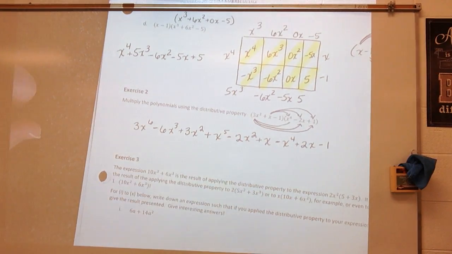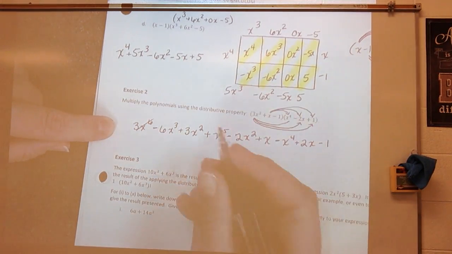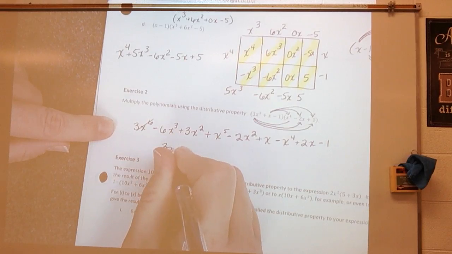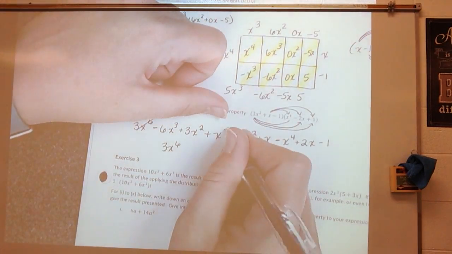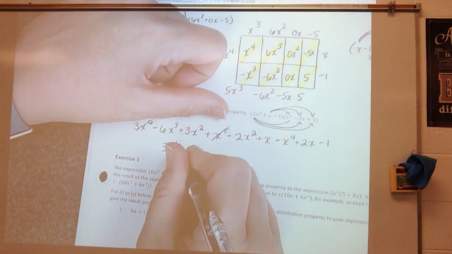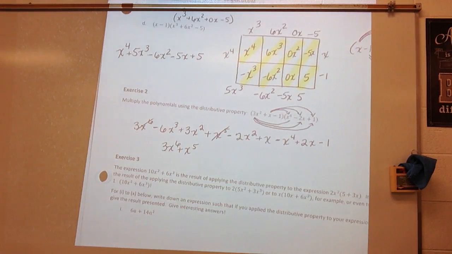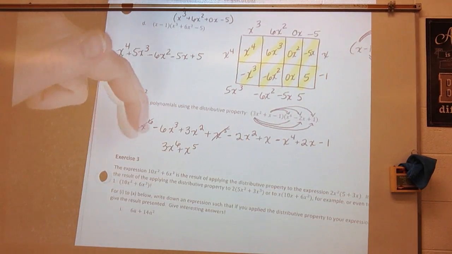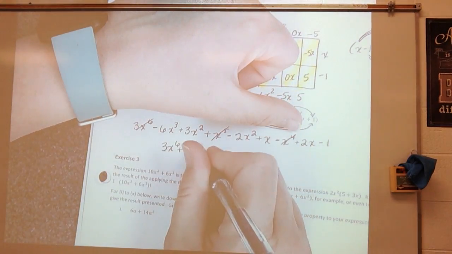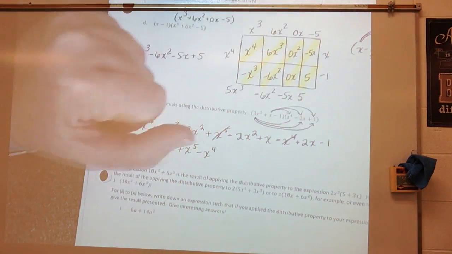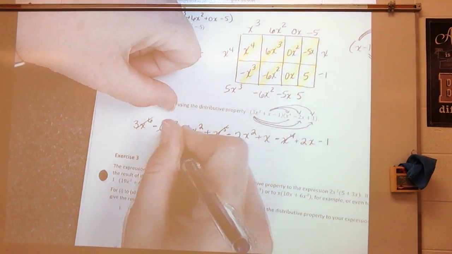All right, so I've got 3x to the 6th. I don't have anything else to the x to the 6th. All right, I'm going to look for x to the 5th. So I've got 1x to the 5th. And I like to mark them out as I go. That way I know I'm getting everything. Do I have any x to the 4ths? I do. I've got a negative x to the 4th. Let's look at my x cubes. I've got negative 6x cubed.